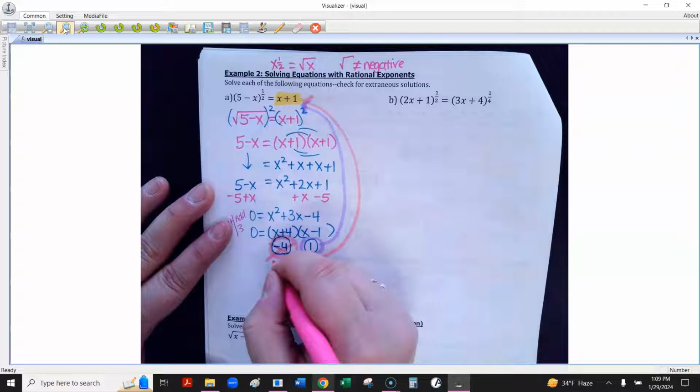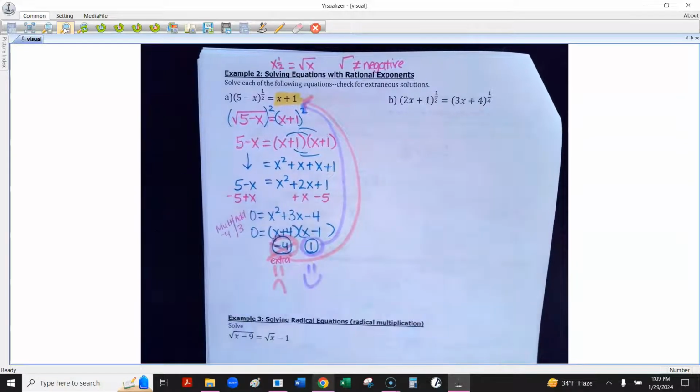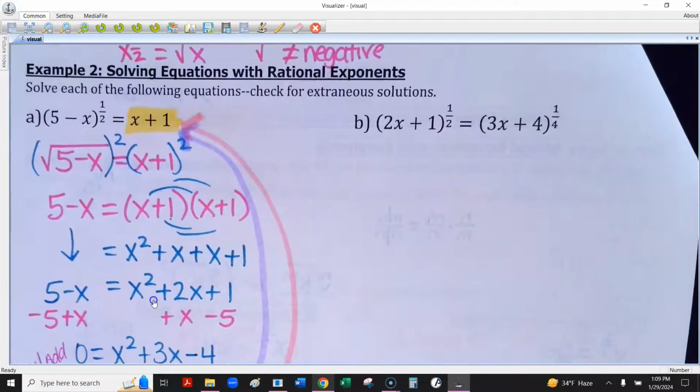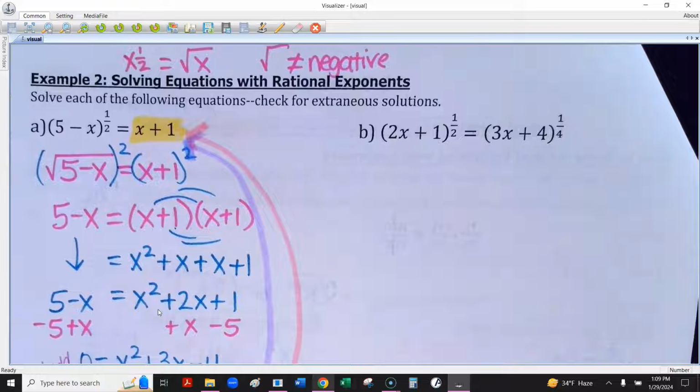This negative 4, we didn't do anything wrong, but it's just an extraneous solution because it doesn't work in the original problem. So just 1 would be the answer to that question. Okay. Now, this one is really tricky.